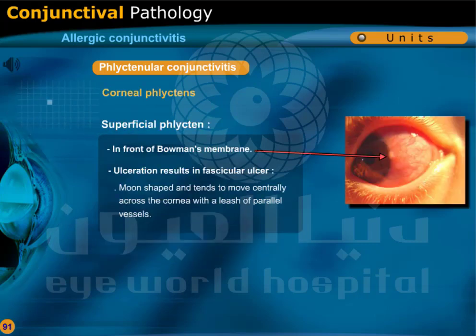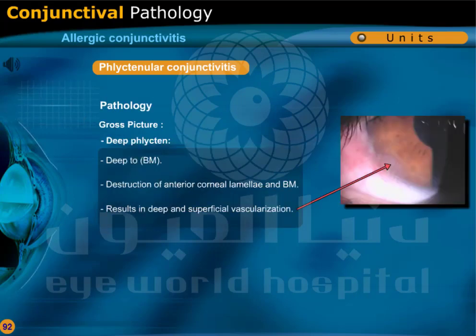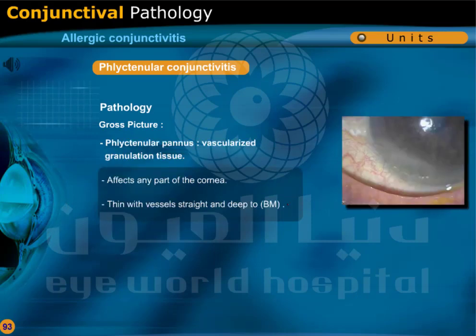Corneal phlyctens, superficial phlycten, in front of basement membrane. Ulceration results in fascicular ulcer, which is moon-shaped and tends to move centrally across the cornea with a leash of parallel vessels. Deep phlycten, which is deep to basement membrane. Destruction of anterior corneal lamellae and basement membrane occurs and results in deep and superficial vascularization. Phlyctenular pannus, vascularized granulation tissue affecting any part of the cornea, thin with vessels straight and deep to basement membrane.